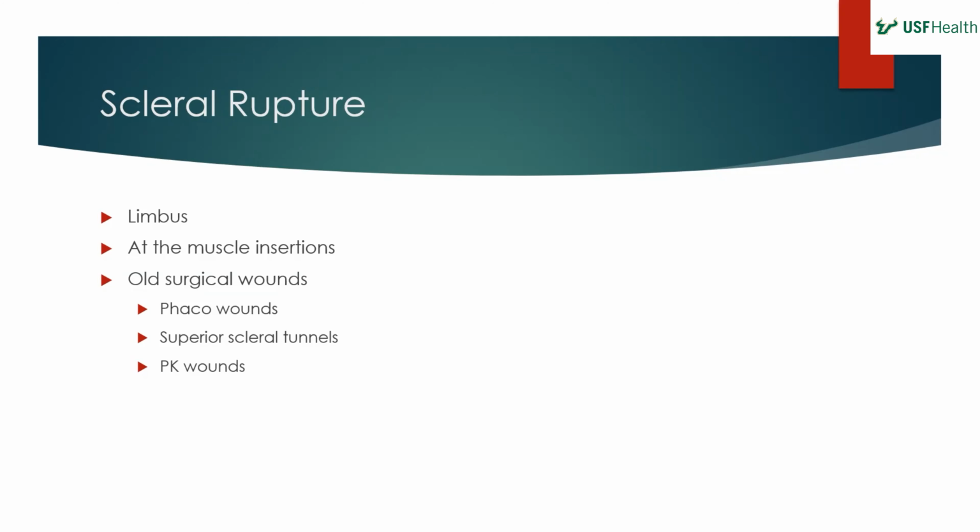So scleral rupture happens oftentimes at the thinnest parts, which is at intersections of tissues: limbus, muscle insertions. Old phaco wounds are the most commonplace, which makes sense. If you have an old extracap wound or an old corneal wound, the iris can just come out of there. Those are some of the easiest cases to reposit the iris. And I already told you about PKs, so think about that.